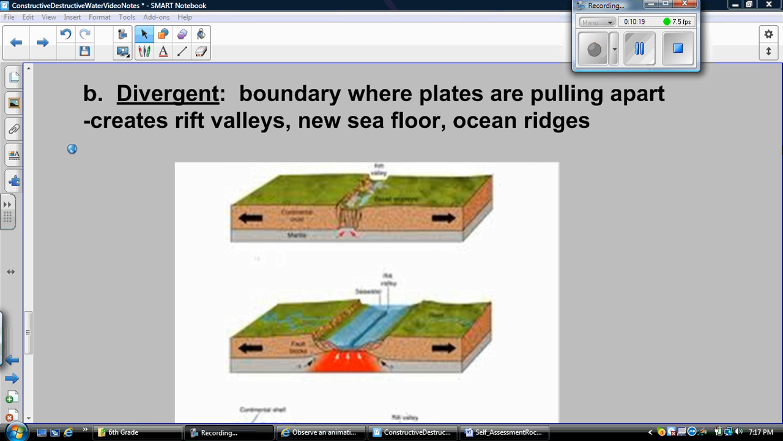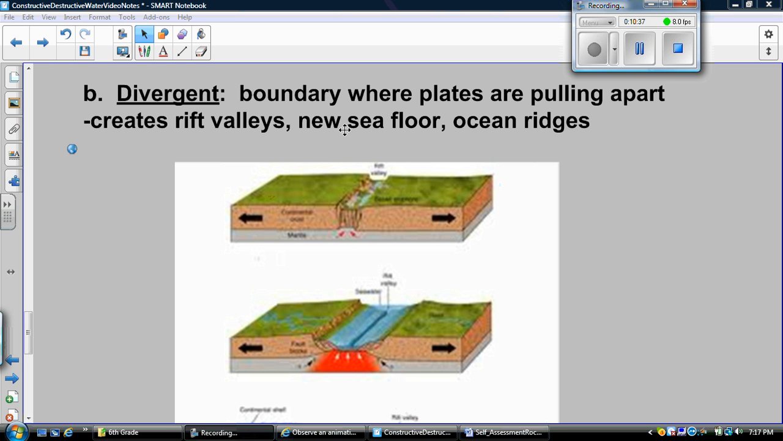Okay, the next type of boundary is a divergent boundary. Divergent means the plates are pulling away from each other or pulling apart. The things that will form at divergent boundaries are valleys, which we call rift valleys. That's where two continental plates pull apart. They form a valley, a rift valley.